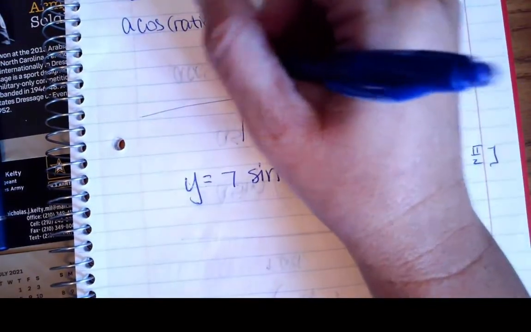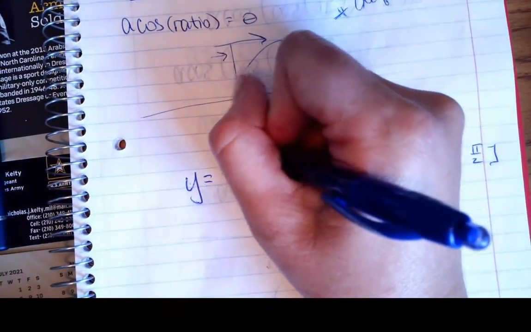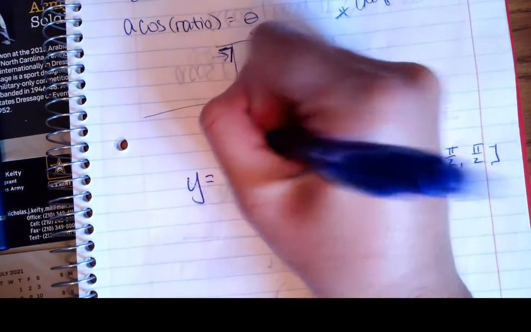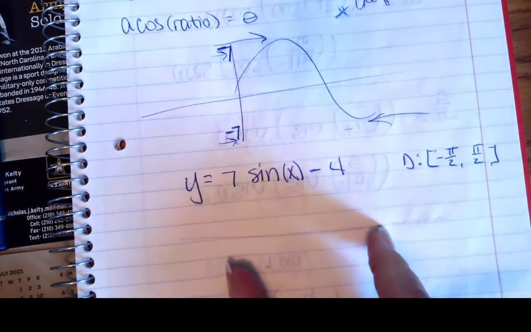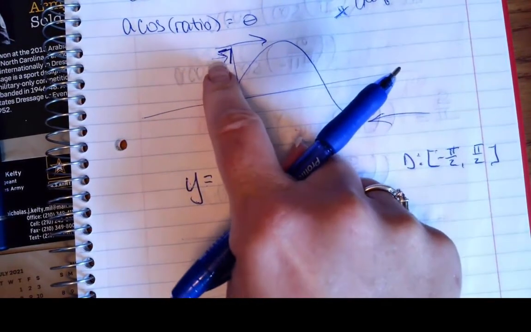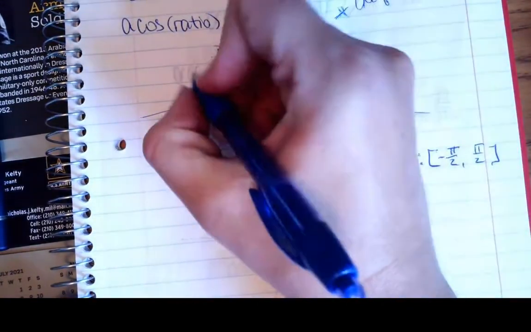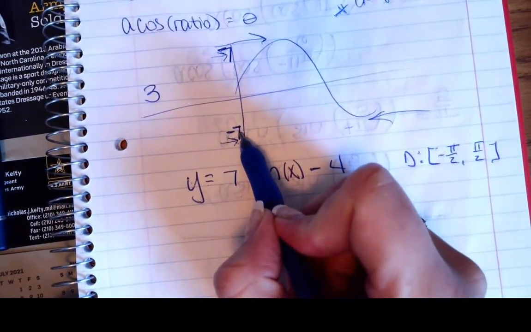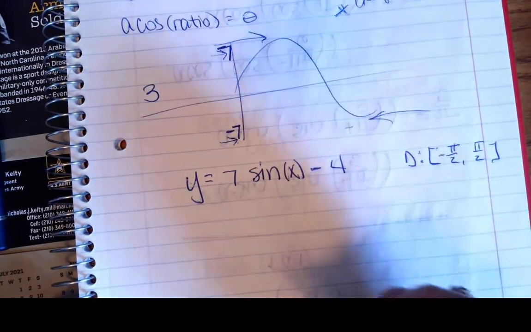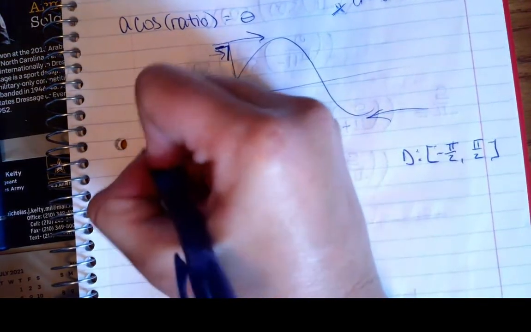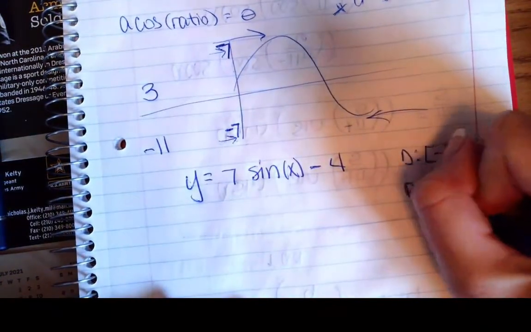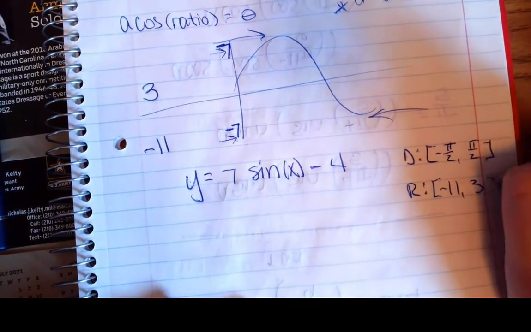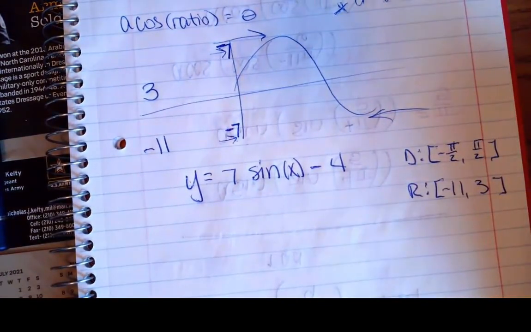Okay, so instead of going up to 1 and down to negative 1, I'm actually going to go up to 7 and down to negative 7, but then I'm going to drop this thing by 4 units. So I need to drop the 7 by 4, which means I'm going to peak out at 3. And I need to drop the negative 7 by 4, which means my value will be at negative 11. So my range on this is going to be from negative 11 to positive 3.